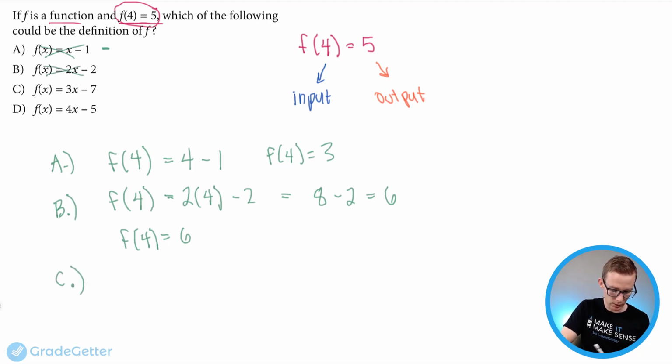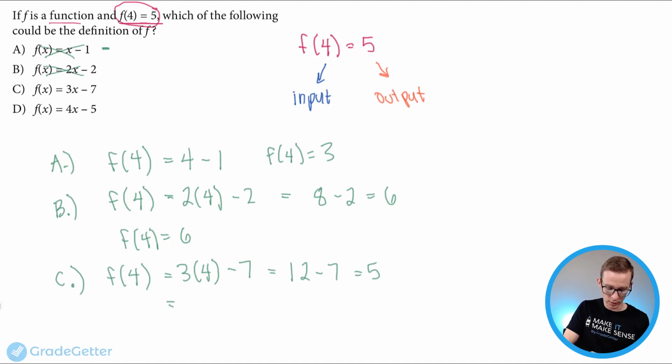Let's do letter C. With an input of x equals 4 again, f of 4 equals 3 times x, which is 4, minus 7. 3 times 4 is 12, minus 7 is 5. So this seems to satisfy the equation. So f of 4 equals 5. My input is 4, my output is 5. I think C is going to be correct.